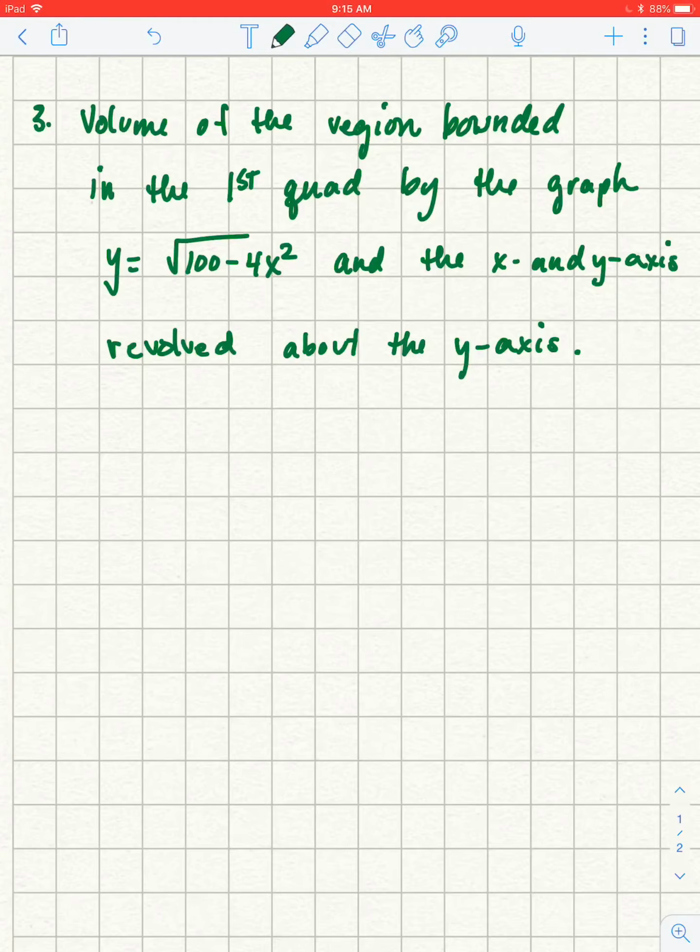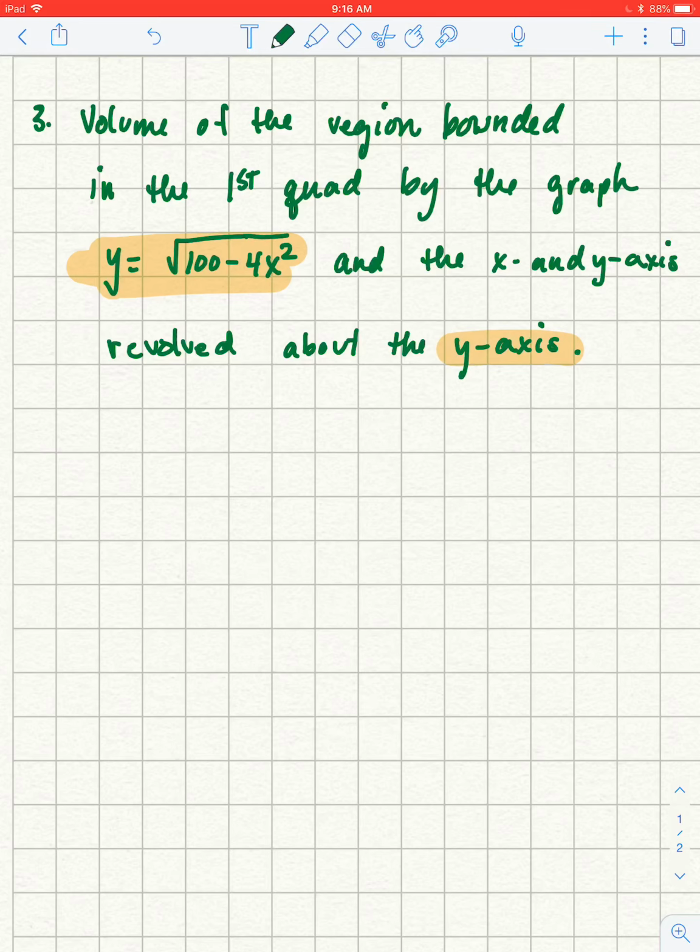Okay, guys, this is question 3 from Progress Check 8, and kind of tough because of two things. This function, if you don't know what it looks like, it's kind of tricky, and also we want to have it in terms of y because we're revolving around the y-axis. So that's a couple things that you need to know.